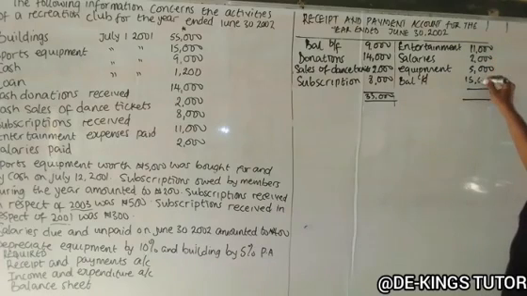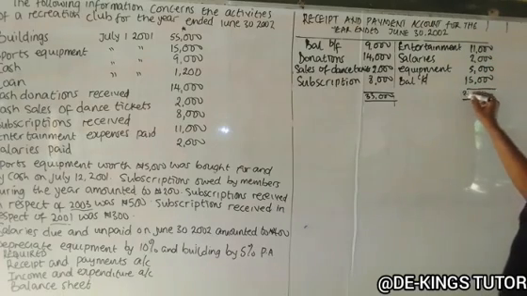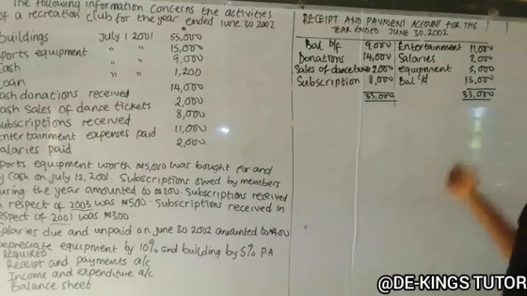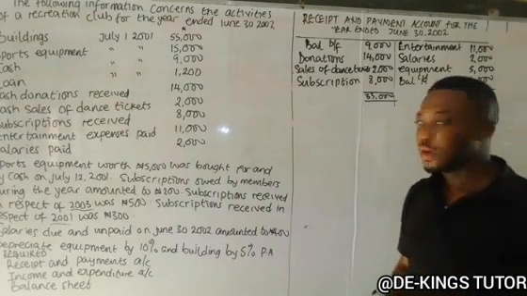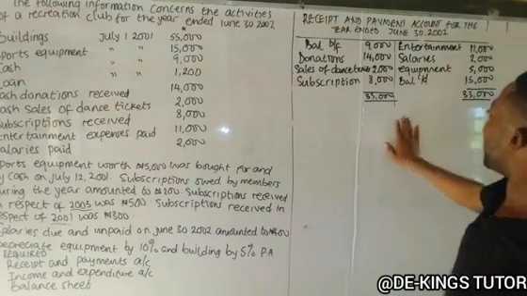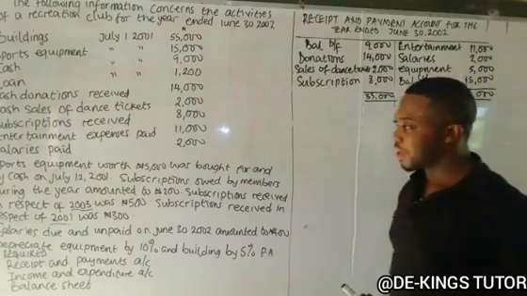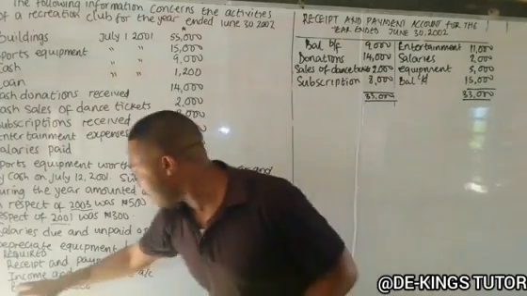Okay, 18,000. Give us 15,000. So if you add up, it will give you 33,000. Okay, so that is our receipt and payments account. Okay, so the next one is to prepare income and expenditure.